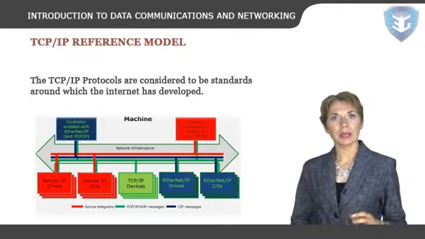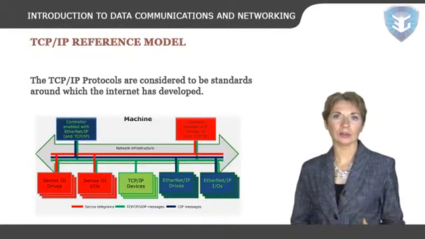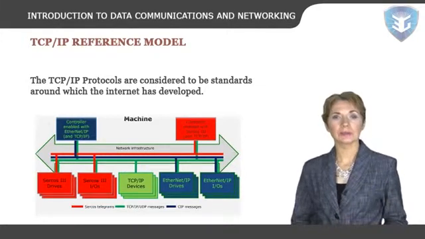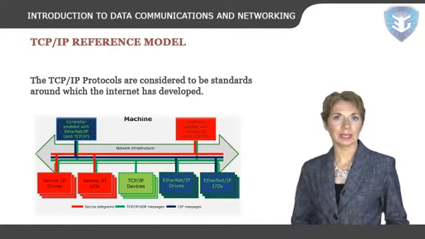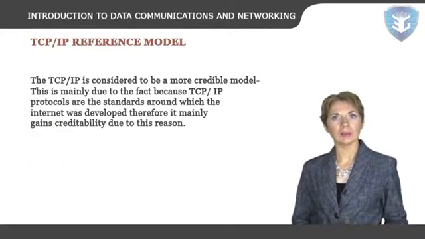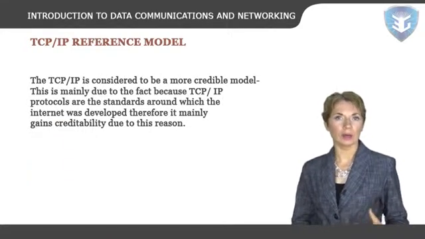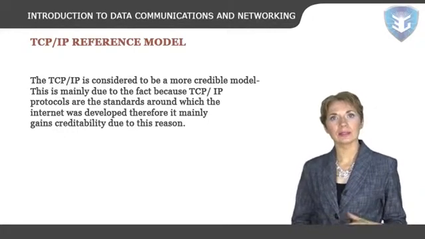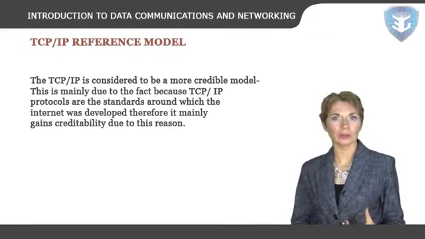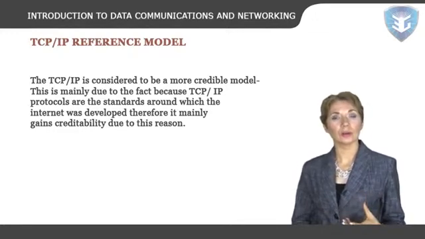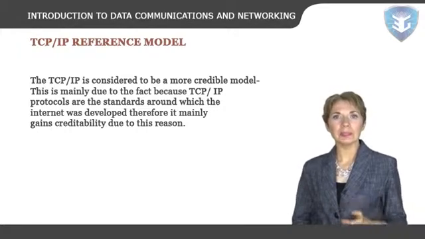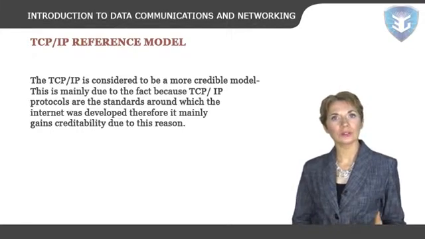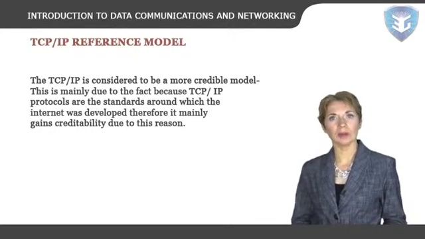The TCP/IP protocols are considered to be standards around which the Internet has developed. The OSI model, however, is a generic protocol-independent standard. The TCP/IP is considered to be a more credible model. This is mainly due to the fact that TCP/IP protocols are the standards around which the Internet was developed. Therefore, it mainly gains credibility due to this reason. Whereas in contrast, networks are not usually built around the OSI model, as it's merely used as a guidance tool.